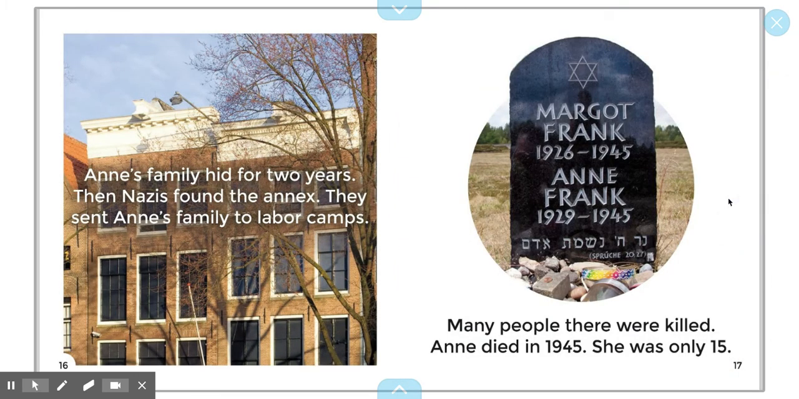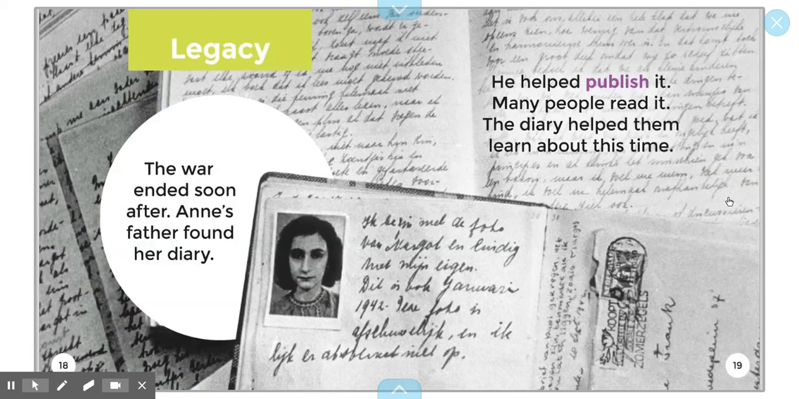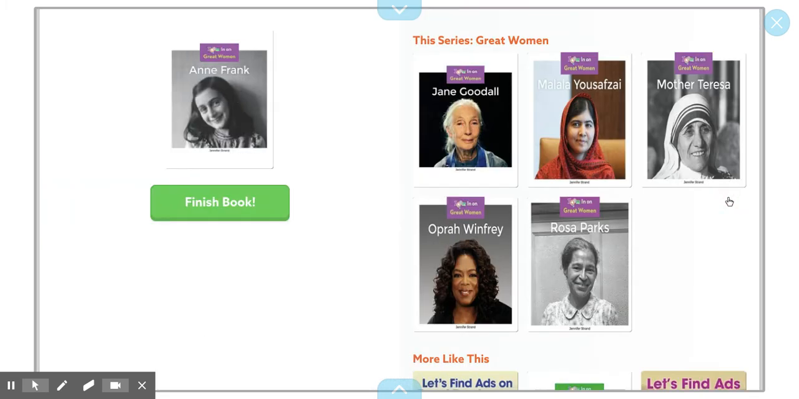Anne's family hid for 2 years. Then Nazis found the annex. They sent Anne's family to labor camps. Many people there were killed. Anne died in 1945. She was only 15. The war ended soon after, and Anne's father found her diary. He helped publish it. Many people read it. The diary helped them learn about this time. And that is the end of the book.